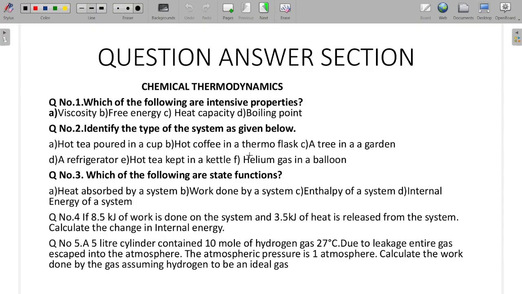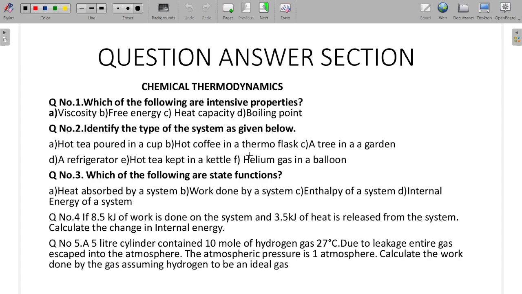We are continuing the subject chemical thermodynamics. Whatever we have covered, we'll discuss some question answer section. We'll take up 5 questions. In 5 questions, some short questions are there along with some problems.